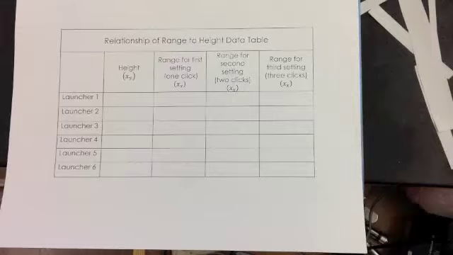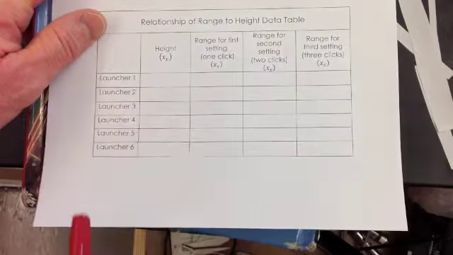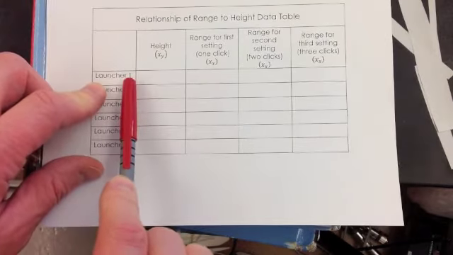This video will show you how to do the graphs for the relationship of range to height activity. It doesn't matter which launcher is number 1, 2, 3, or 4. It makes absolutely no difference. So I go to the first launcher you do.